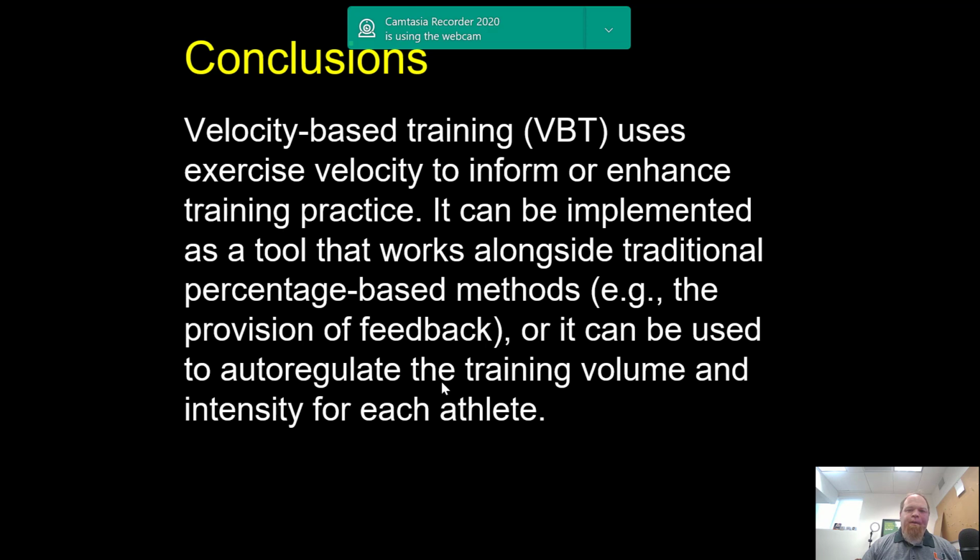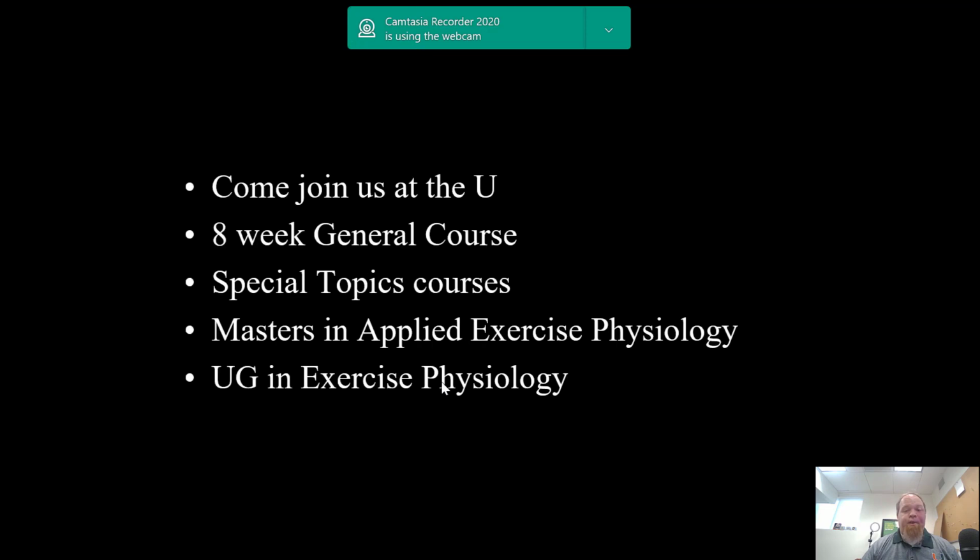Some conclusions. VBT uses exercise velocity to inform or enhance training practice. It can be implemented as a tool that works alongside a traditional percentage-based method, so like feedback, or it can be used to auto-regulate the training volume and intensity for each athlete.